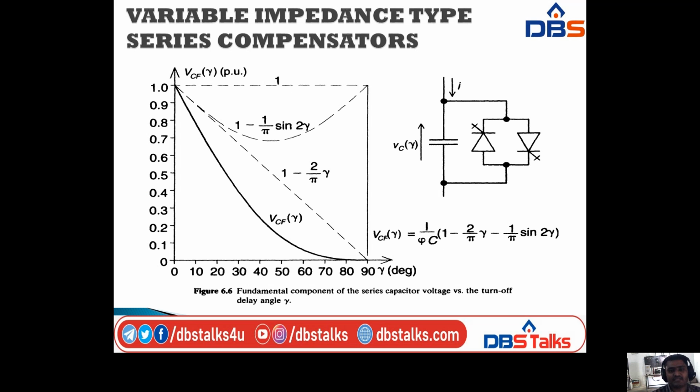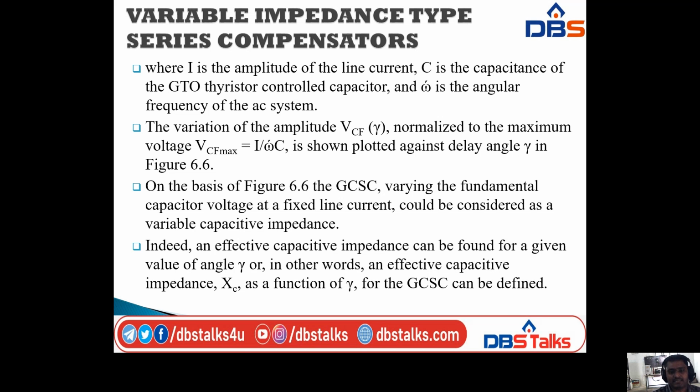So on the basis of figure 6.6, the GCSC, varying the fundamental capacitor voltage at a fixed line current, could be considered as a variable capacitive impedance. So indeed, an effective capacitive impedance can be found for a given value of gamma. In other words, an effective capacitive impedance Xc as a function of gamma for the GCSC can be defined.